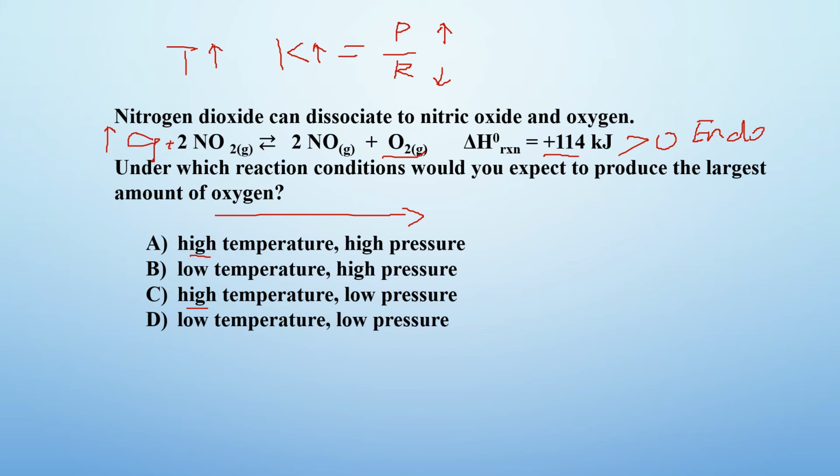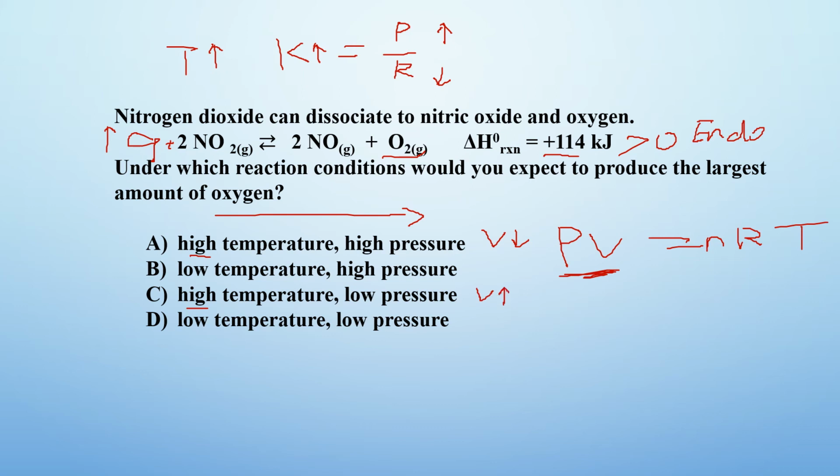So how about the effect of pressure? Remember, PV equals nRT, so there is an inverse relationship. High pressure means low volume, and low pressure means high volume. So between A and C, high pressure in A also means a lower volume, and in C, lower pressure also means higher volume.